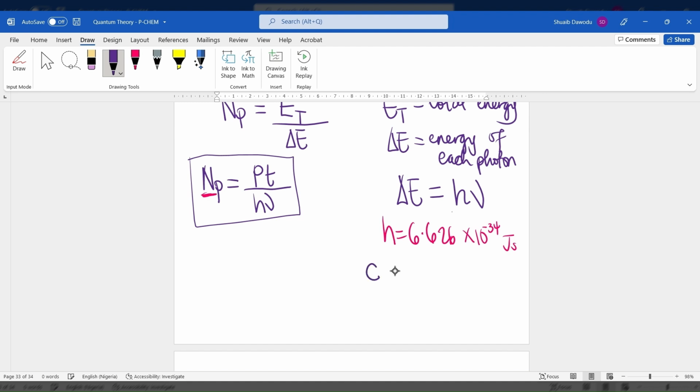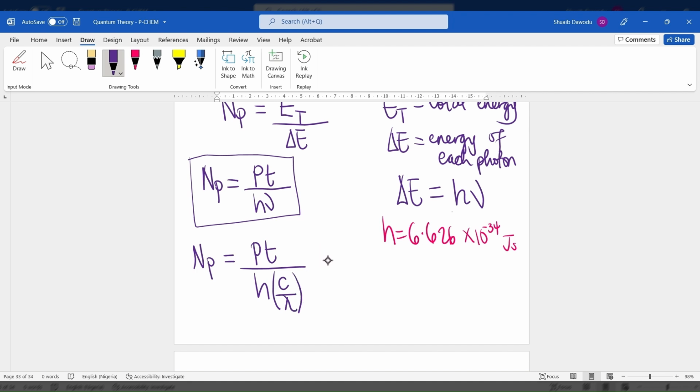C, the speed of light, is equal to lambda times V, wavelength times frequency. And frequency is just simply going to equal the speed of light divided by the wavelength. So N sub P will now equal P times T divided by H, and then the speed of light C divided by the wavelength. That is simply the situation here.